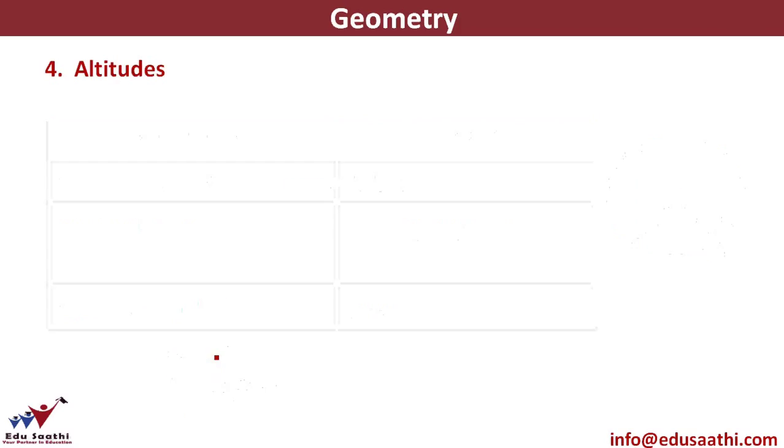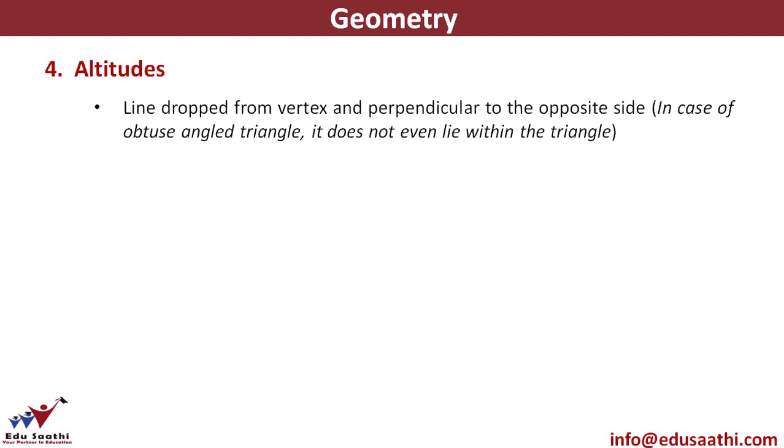Let's look at the last line that I have inside the triangle, and we are talking about altitudes. Altitude is a line dropped from the vertex perpendicular to the opposite side. That means it is perpendicular to the base and not necessarily bisecting the base. So it's just a line dropped from the vertex which is perpendicular to the base.